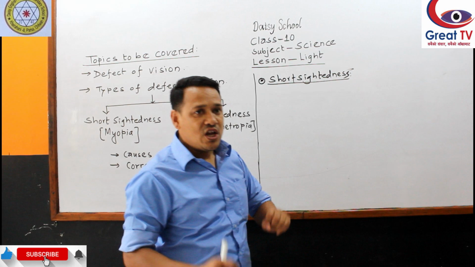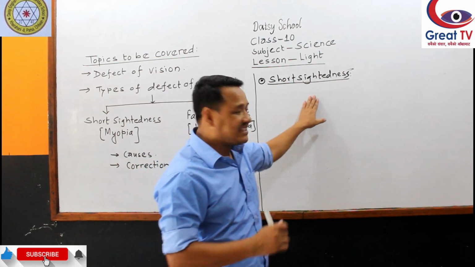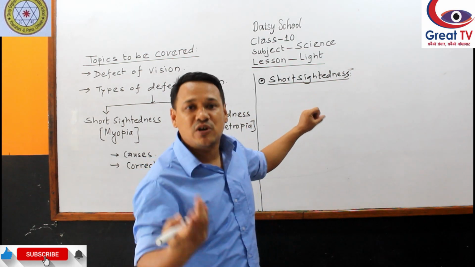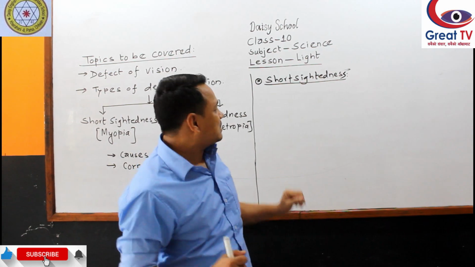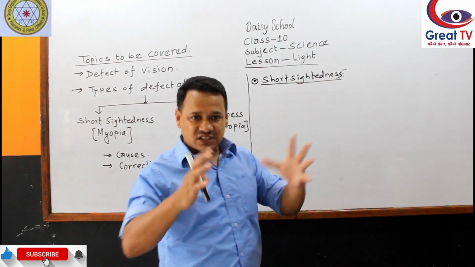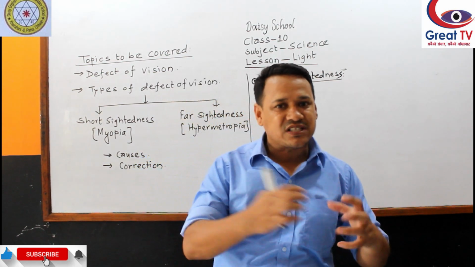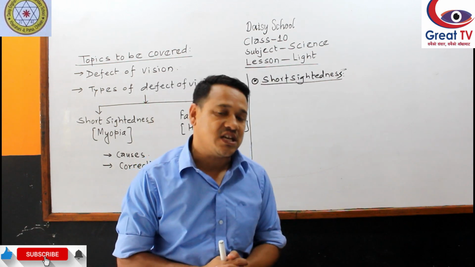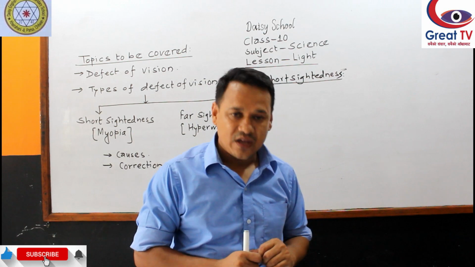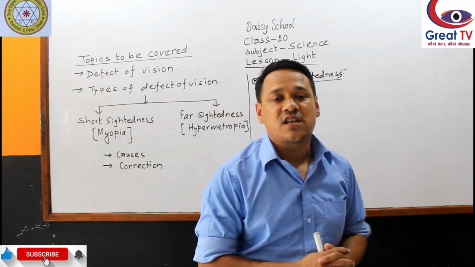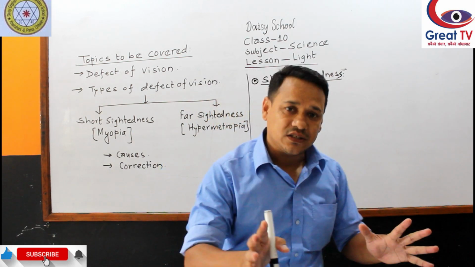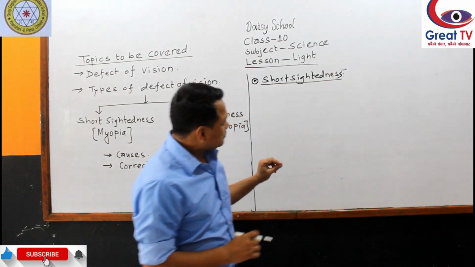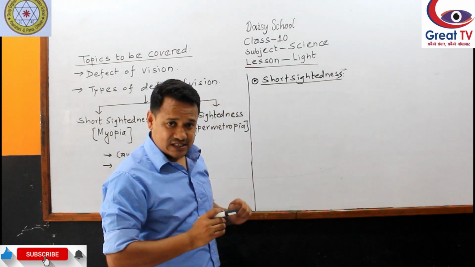Once again, short means near, sighted means able to see. Short-sightedness is a defect of vision in which a person can see nearby objects clearly but cannot see far objects clearly. That is called the short-sightedness defect of vision.